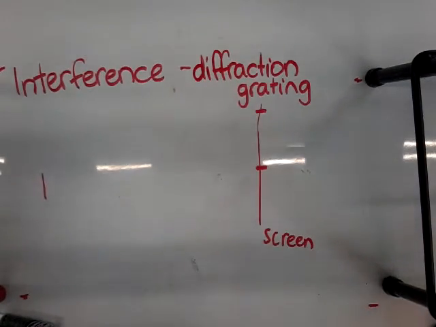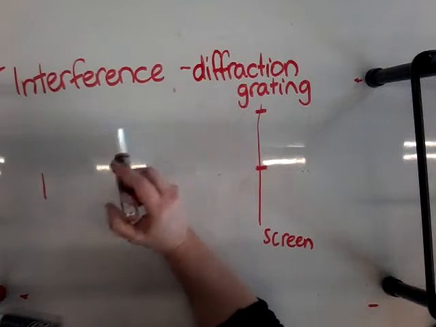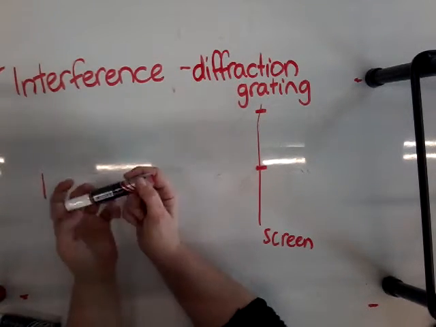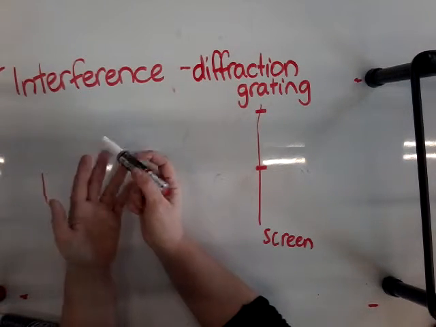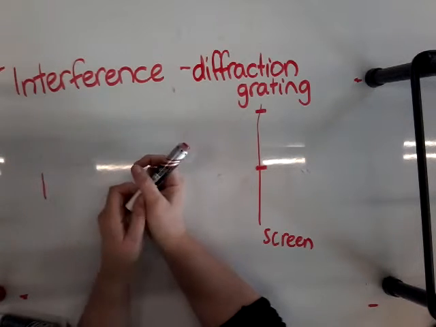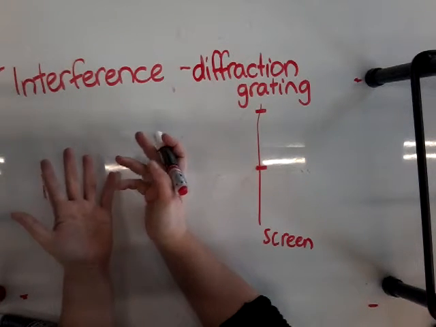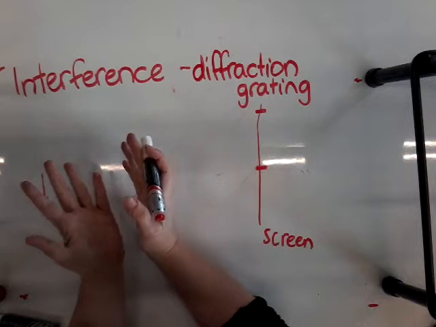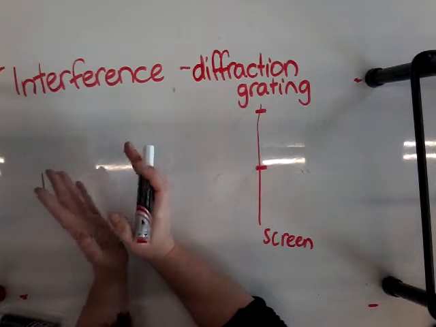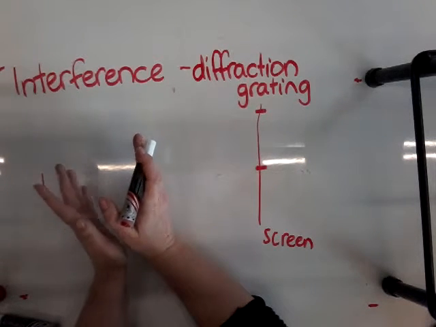So the other type of interference pattern that we're going to talk about is the diffraction grating. A diffraction grating is basically a multiple source type of interference. The principles are the same. It still uses diffraction, it still uses superposition to build up this interference pattern, but it has a number of differences.